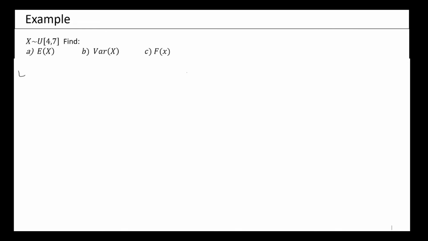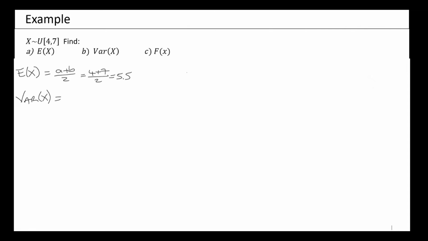In this first case, we've been given a uniform distribution with limits 4 and 7, and we've been asked to find the expectation. The expectation is right in the middle of those two limits. It's the middle of the distribution. So we'll add together 4 and 7 and divide by 2. That's 11 divided by 2, 5.5.